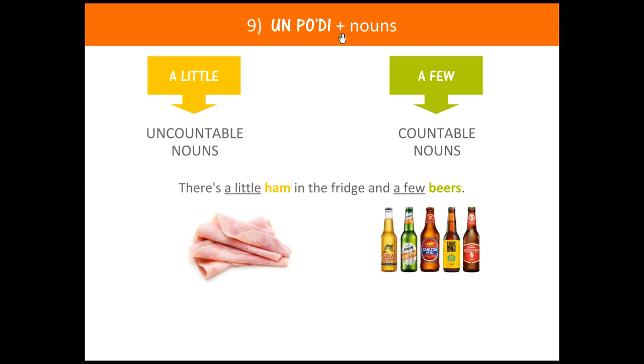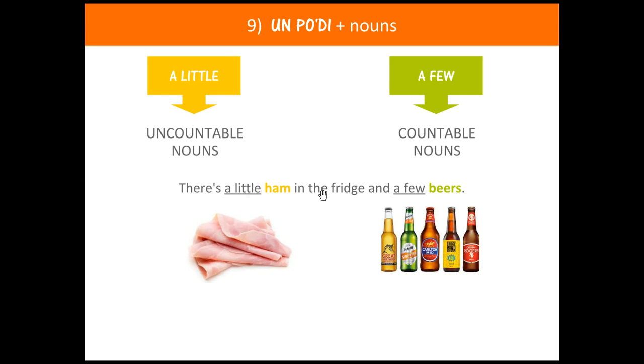Anyway, un po' di. How do you say un po' di? Well, in English, once again, you distinguish between uncountable nouns and countable nouns. You use a little with uncountable nouns and a few with countable nouns. Please notice one thing. In Italian, we say un po' di. In English, we don't say a little of or a few of. We simply say a little plus noun, a few plus noun. Have a look at the example.